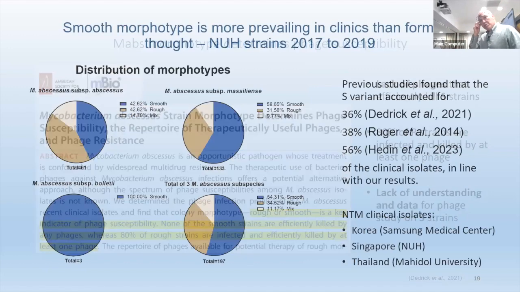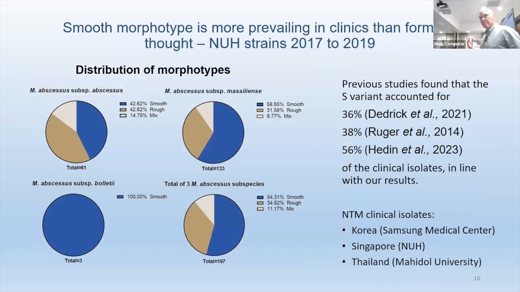This becomes even more relevant for us in Singapore, but when we look at strains from Thailand, from Korea, from Malaysia, it's the same. We started by acquiring about 200 strains from the National University Hospital, and we plated them and looked for smooth and rough, and we found that over 50% of them are of the smooth morphotype. So if we're going to be treating patients in Singapore or in Asia, we need phages that target the smooth morphotype as well as the rough. And a percentage is mixed.